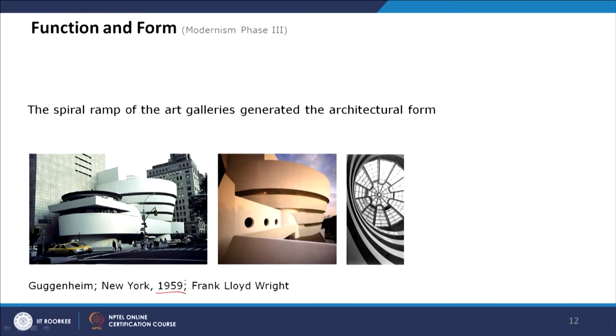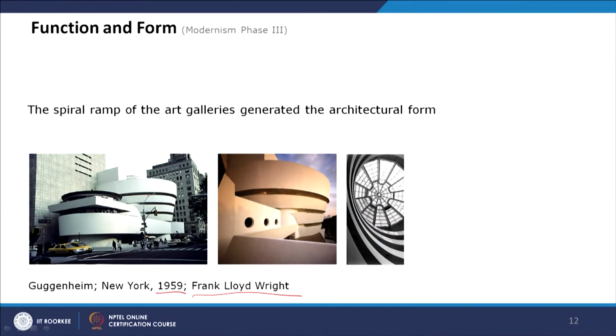So here in this example of Guggenheim Museum, New York, which was designed in 1959, which is almost 1960s, just before that. So Frank Lloyd Wright, most of whose work we have discussed under the organic movement, designed this masterpiece, which is the Guggenheim Museum of New York. Here this museum's form was evolved. This form has two components.